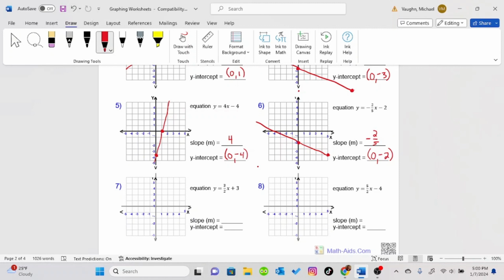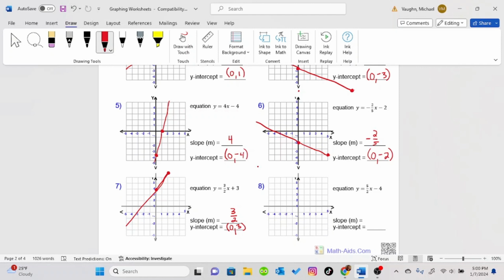Number 7, the number by itself is 3. So the y-intercept is 0, 3. That's where we put our point on the graph. The number in front of x is 3/2. So that is our slope. We go up 3 over 2, and we put our second point. And then we draw the line that connects them, and we have our graph.